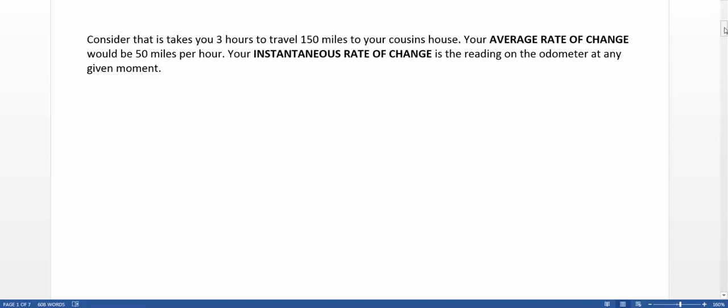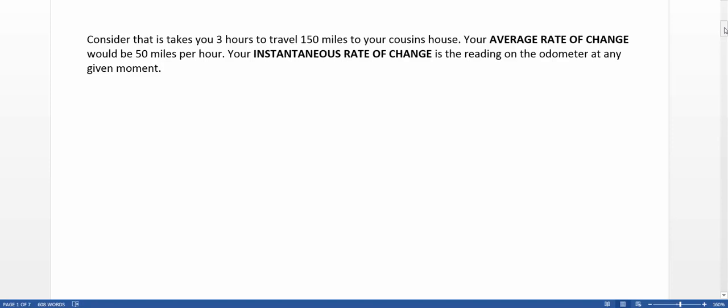Now, your instantaneous rate of change is going to be the speed that you're going at any given moment. So if you're driving to your cousin's house and you look down at your odometer and it says you're going 75 miles per hour, that's your instantaneous rate of change because at that moment, that is how quickly your position is changing. So instantaneous rate of change is really what's happening at one particular moment. And we're going to use average rates of change to be able to calculate or to get a good approximation of this instantaneous rate of change. This is a method we use a lot in mathematics where we use something we know to try to figure out something we don't know.